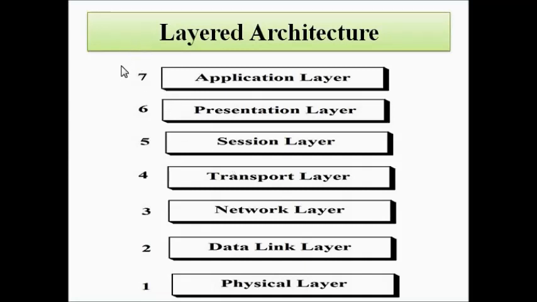At the sender side, the data flows from top to bottom, and on the receiver side, it flows from bottom to top. So the data has to pass through each of these layers. So the data link layer, depending on whether it is acting at the sender side or the receiver side, it serves both the physical and the network layer.